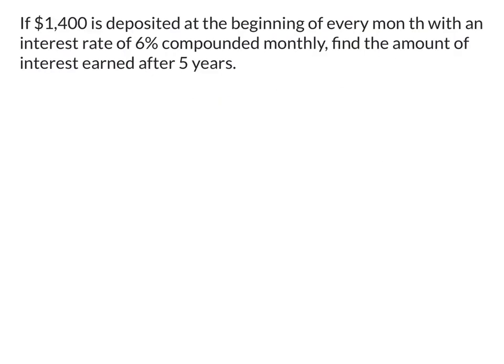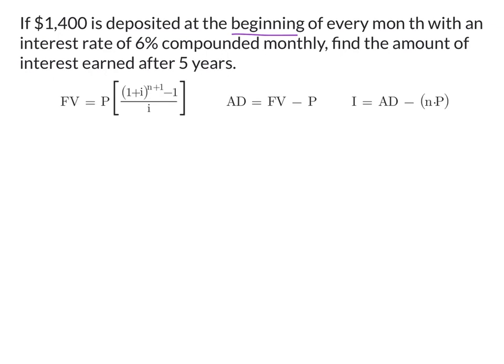If $1,400 is deposited at the beginning of every month with an interest rate of 6% compounded monthly, find the amount of interest earned after 5 years. For this problem, we're told that the amount is deposited at the beginning of every month. That means that we're going to use the future value formula for the amount due, which is listed here.